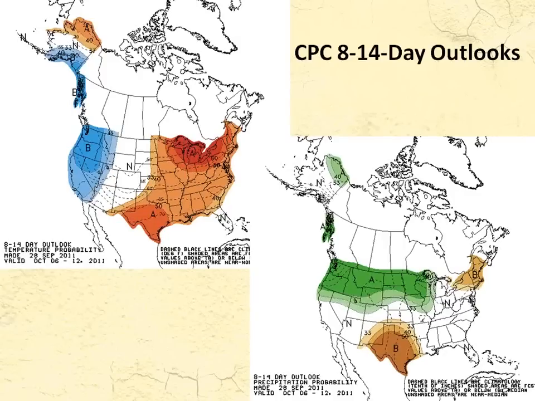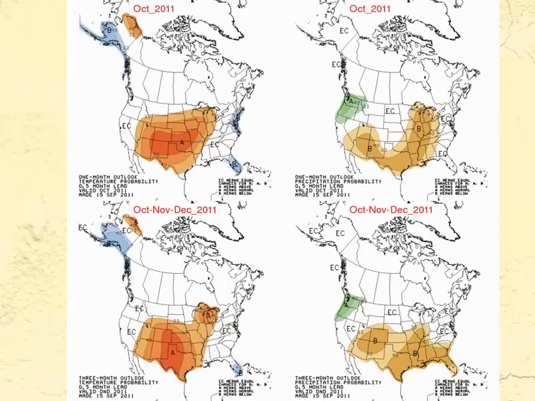8 to 14-day, next slide, pretty much the same picture. It's not looking very good. We're looking at, again, greater odds of above normal temperatures and below normal precipitation, so that's not the combination we want to see either.